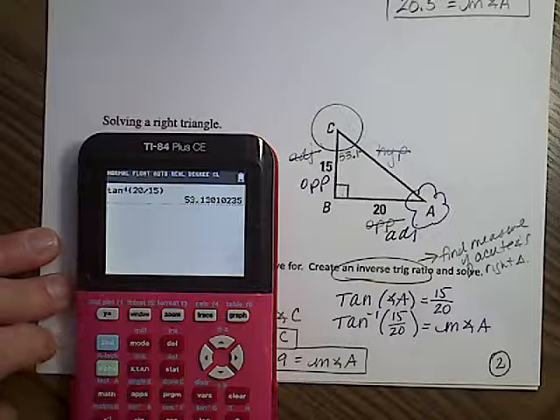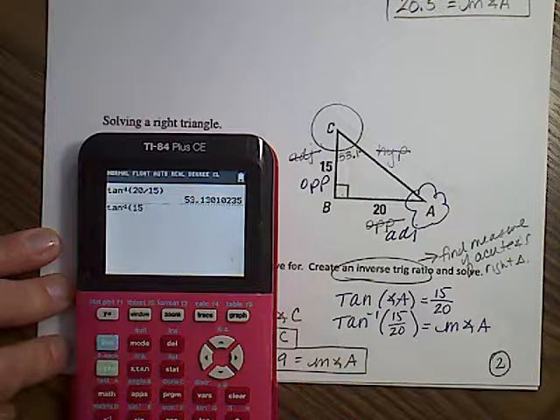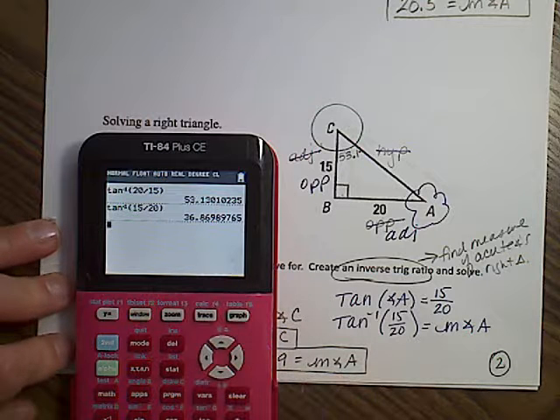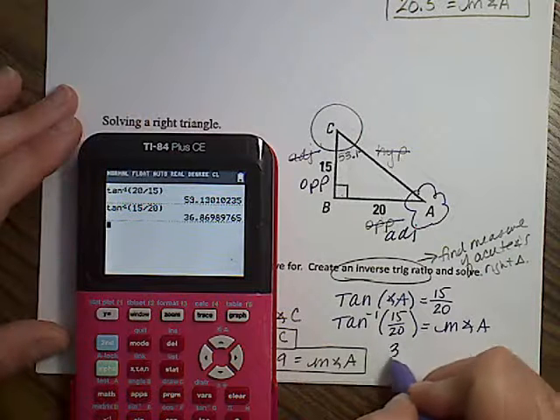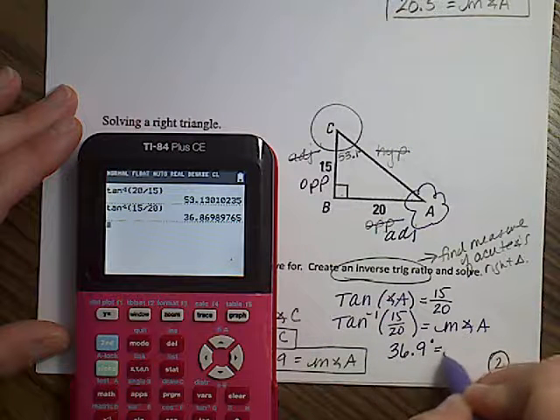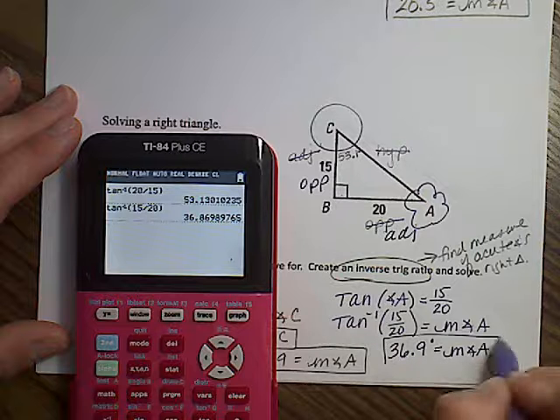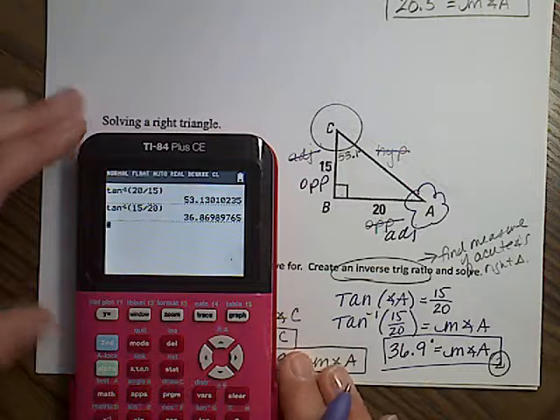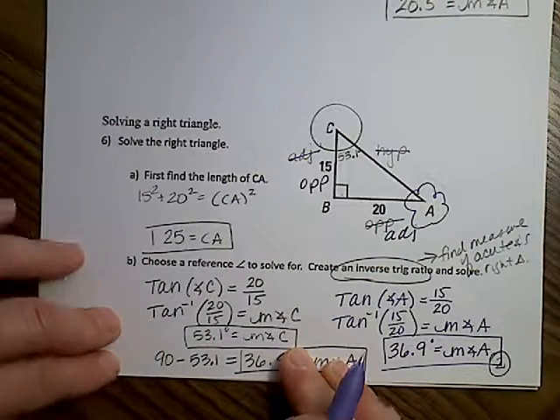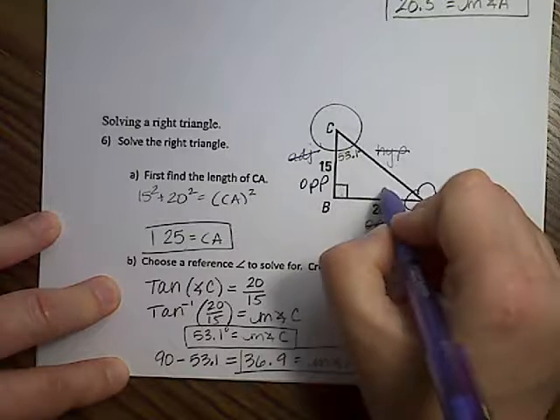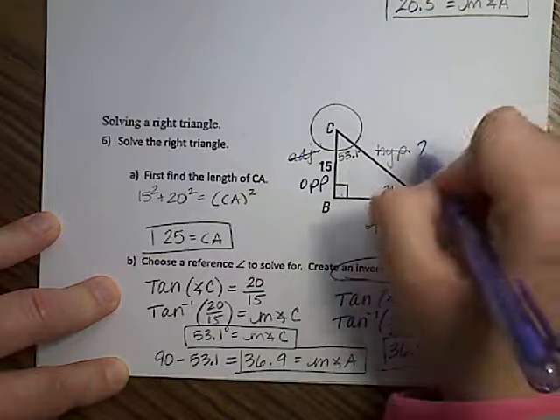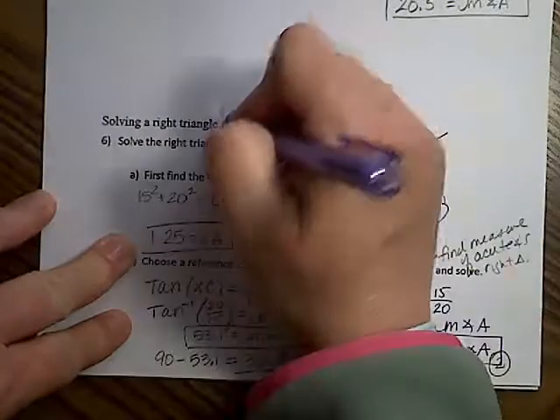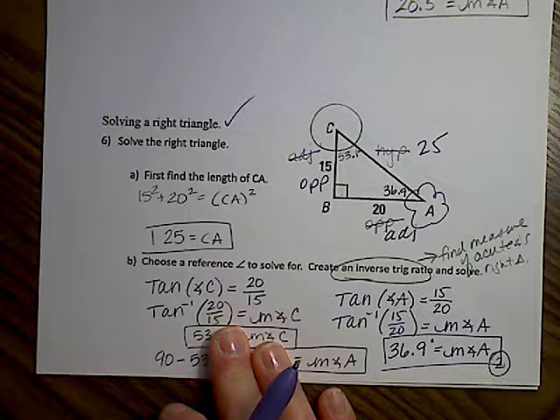Let's find out. Second tangent, 15 divided by 20. Hey, look at that, 36.869, which is approximately 36.9 degrees. And that is the measure of angle A. You can choose to use inverse trig for both of them if you want to, but of course you do not have to. And now we have found all of the angle measures and all of the side lengths in our right triangle, so we have successfully solved the triangle.